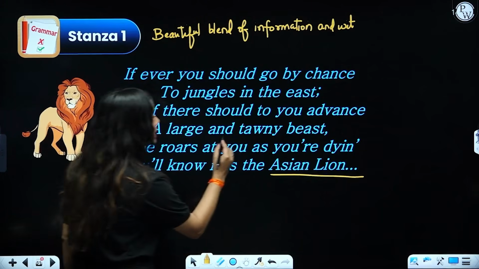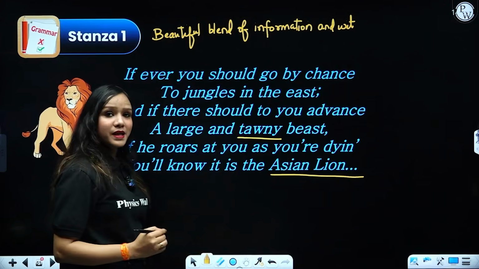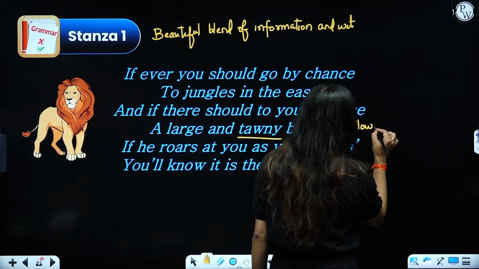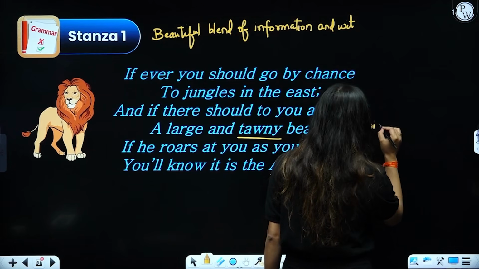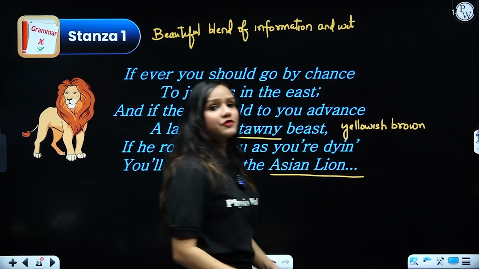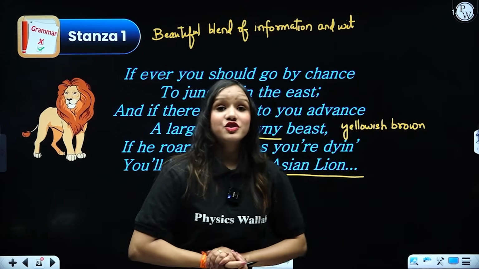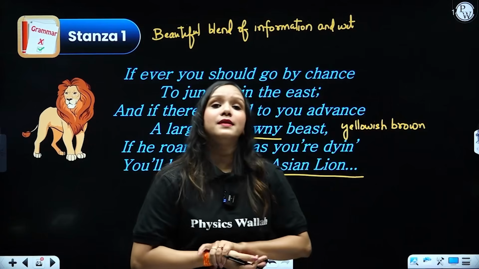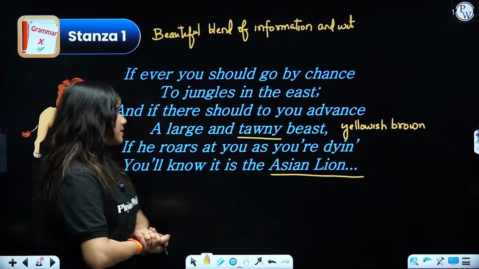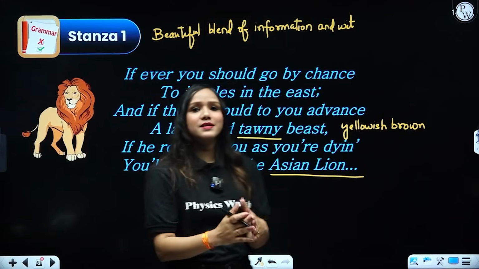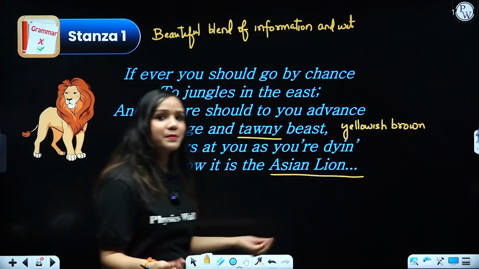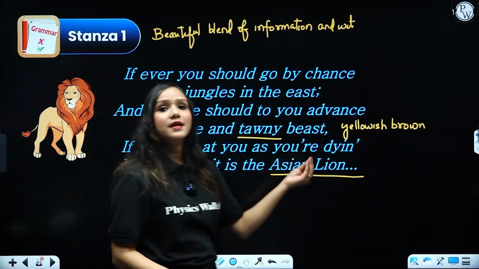tawny beast. What is the meaning of the word tawny here? It means yellowish brown colored animal. If you come across a large and yellowish brown colored animal in the eastern parts of the jungle, right? In the eastern jungles, if he roars at you and you are dying, just the moment he starts roaring at you and you're about to die, remember it's none other than the Asian lion.